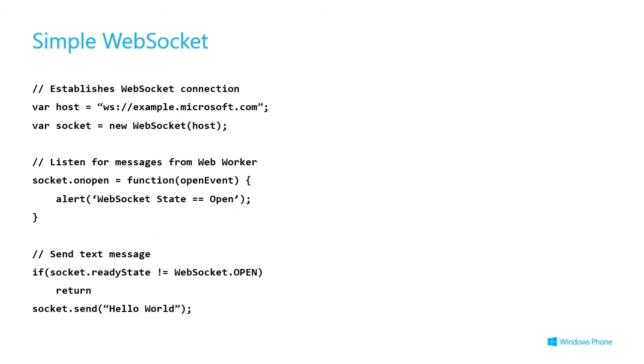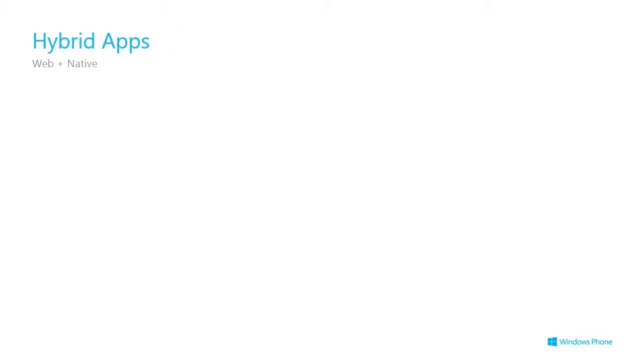And then here's your basic example. If you want to establish a socket connection, you point to the host name, you new up a socket with a host, and then it asynchronously fires open when we're in a ready state. And then you just start sending stuff, or you can serialize complex data.